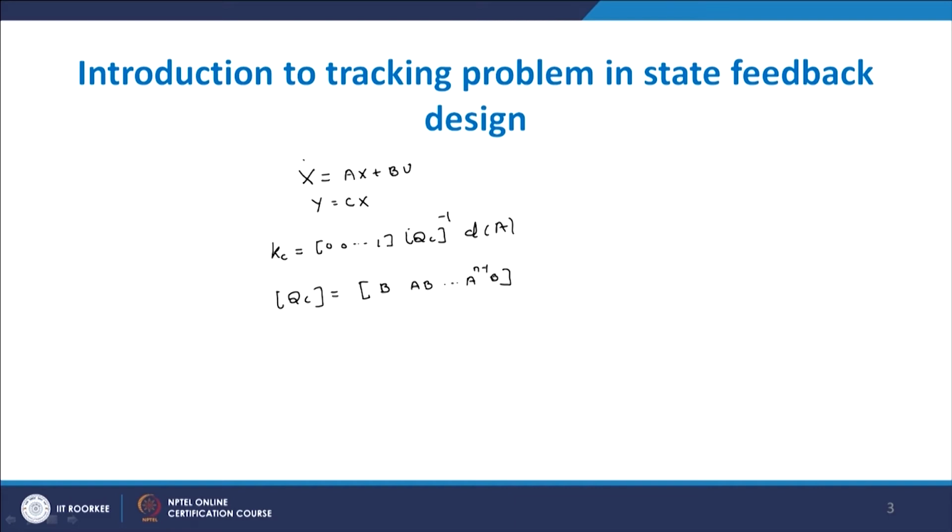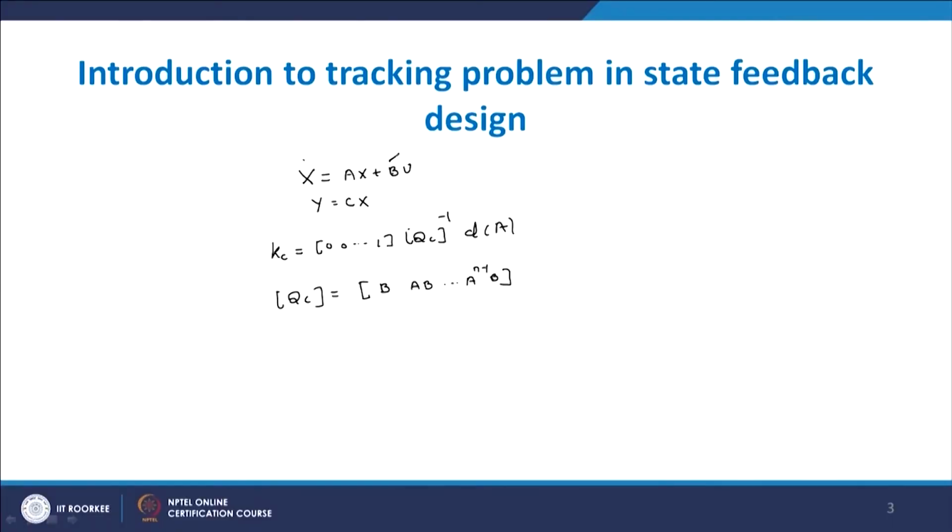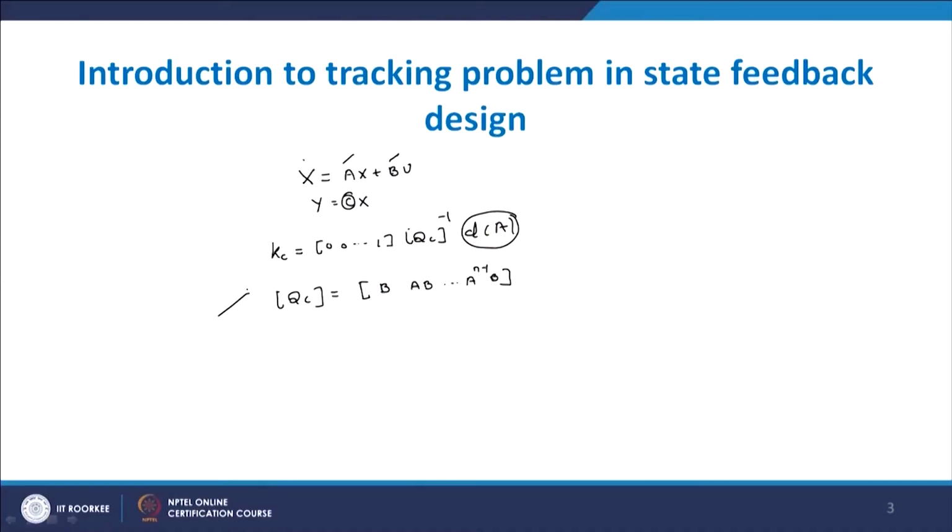So you will find that the controller in a state feedback design depends upon the B matrix, the A matrix, and phi of A, which is the desired characteristic equation. Now we will find that there is no role of the C matrix. C is the output matrix. So whatever is in the output does not play an important role in the controller design. It means that there can be some issues. Now, these issues are with respect to steady state error.